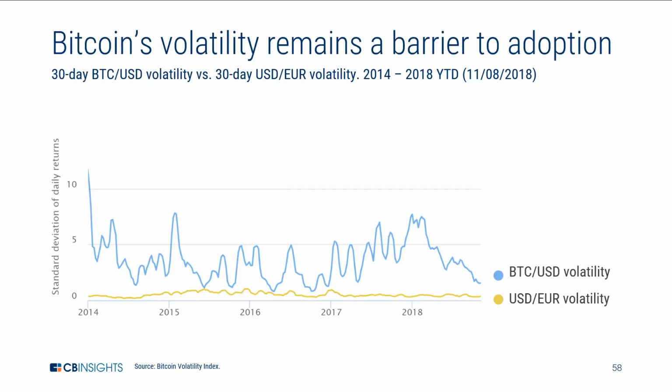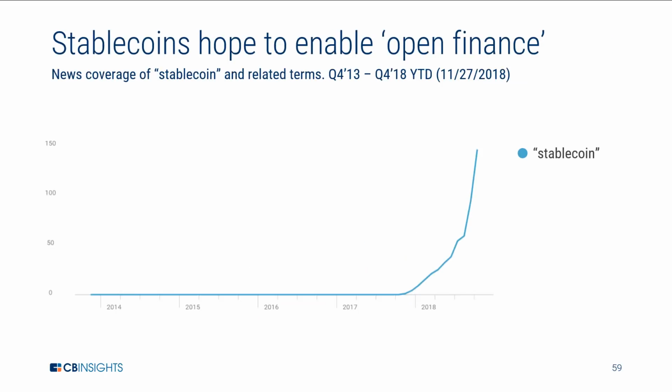Another issue, though, is Bitcoin's volatility. It's really just too volatile to use as a currency. Compared to the US dollar, there's no question of which currency consumers and businesses would prefer to spend or park their money in, and it's not Bitcoin. Enter stablecoins, which are exactly what they sound like, stable cryptocurrencies as alternatives to Bitcoin. And you can see here that this is another pretty strong narrative trend happening in the sector, with news coverage really skyrocketing in 2018.